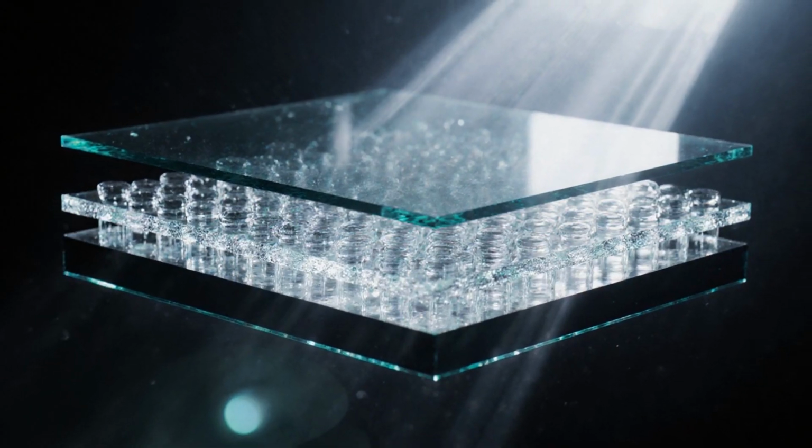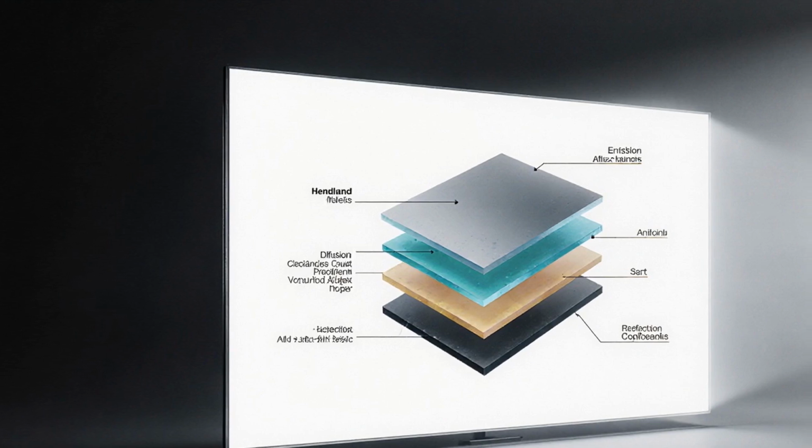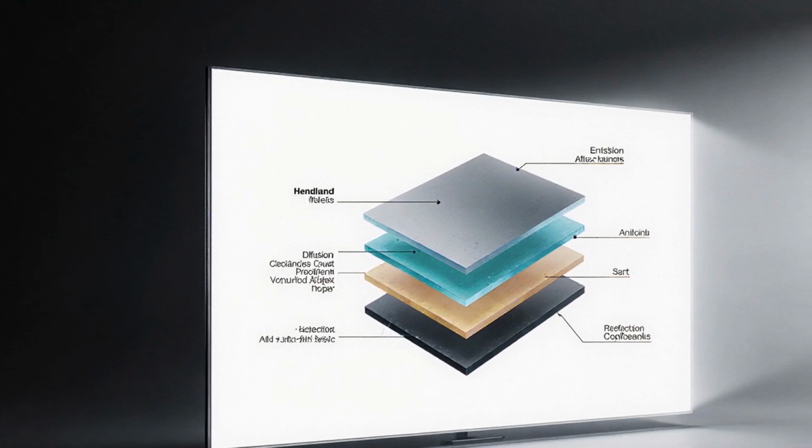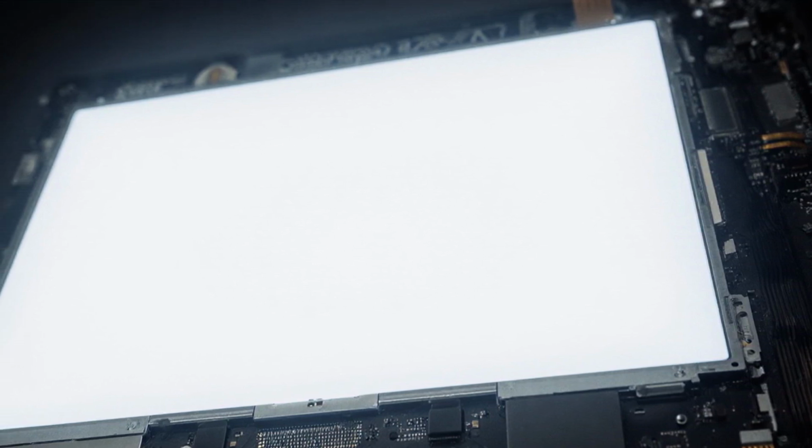LCD screens use a backlight to generate visible images. The backlight shines through liquid crystals within the screen. This process necessitates additional layers for proper illumination. These layers ensure even light distribution and optimal image quality.